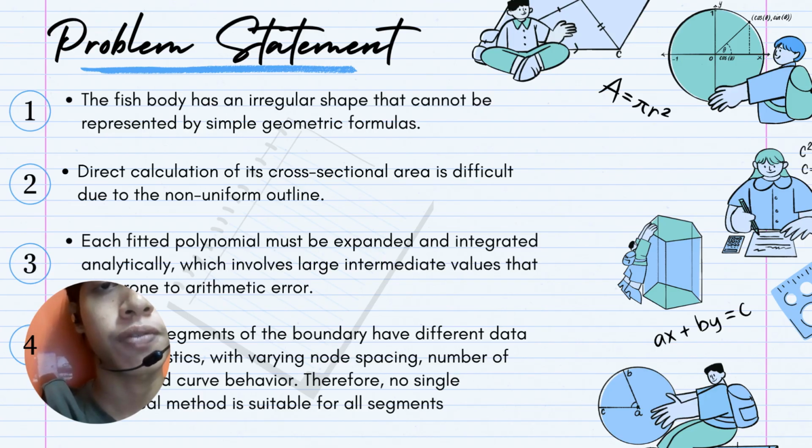Next, each fitted polynomial must be expanded and integrated analytically, which involves large intermediate values that are prone to arithmetic error. And lastly, different segments of the boundary have different data characteristics, with varying node spacing, number of points and curve behavior. Therefore, no single numerical method is suitable for assessment. This is the reason why we have divided the fish image into different segments, so that we can use different analytical methods to calculate the area.